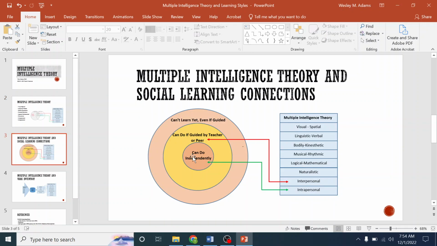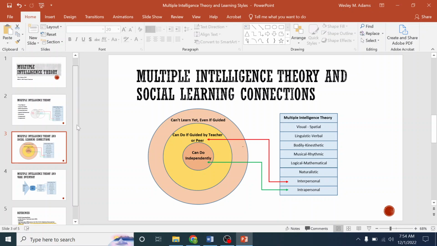And then we talked about there's things that you can do independently, and if you know that about yourself, that's intrapersonal. There's things that you need help from teachers or peers, and being able to communicate with these people effectively is interpersonal communication or intelligence.